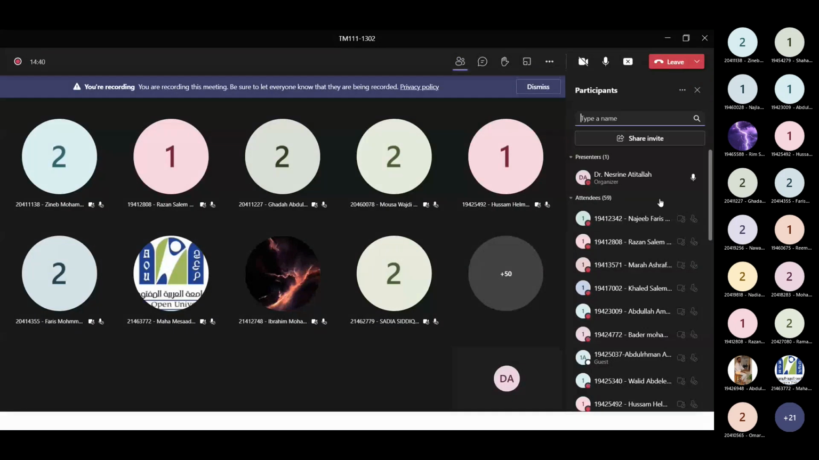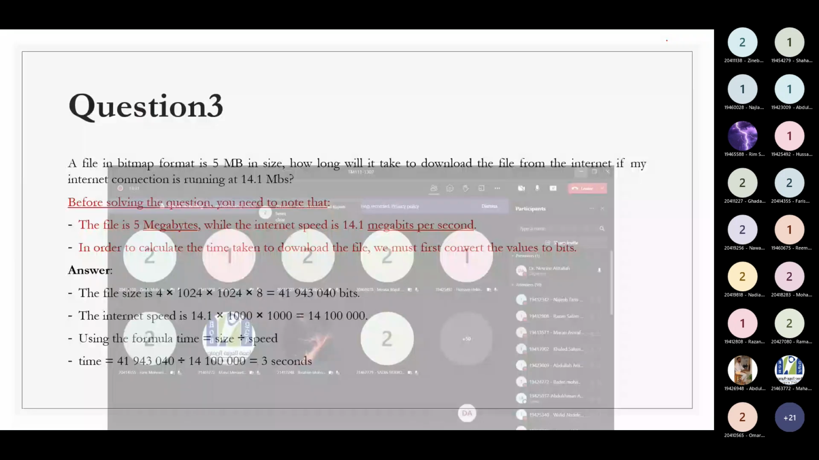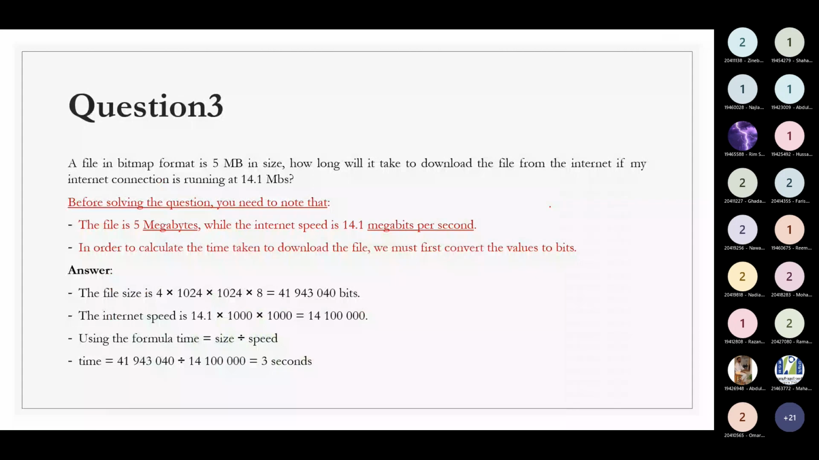Move now to question number 3. So now we have a file in bitmap format that is 5 megabytes in size. So this is the file size. How long will it take to download the file from the internet if my internet connection is running at 14.1 megabit per second?